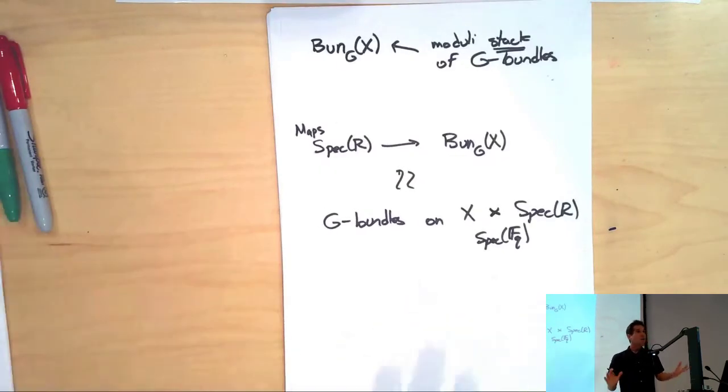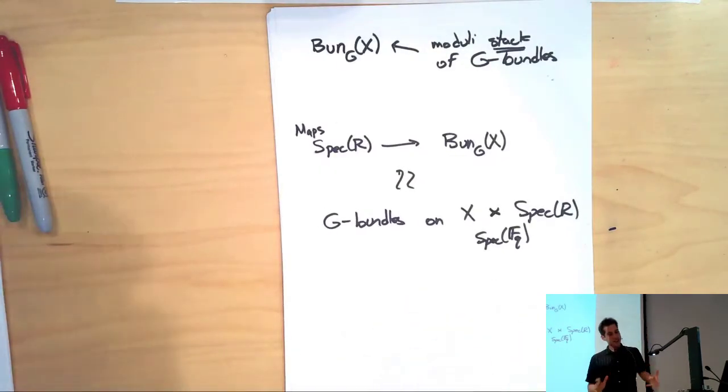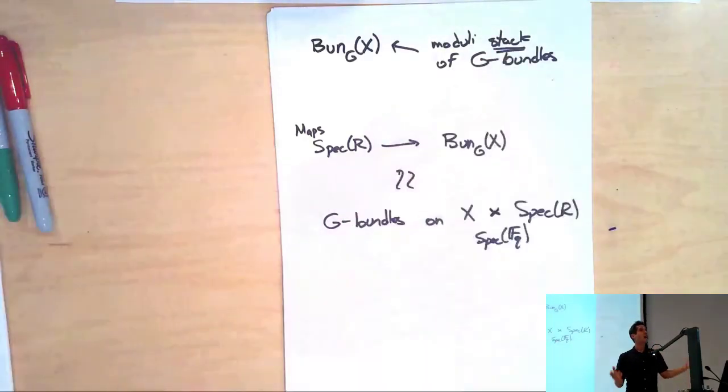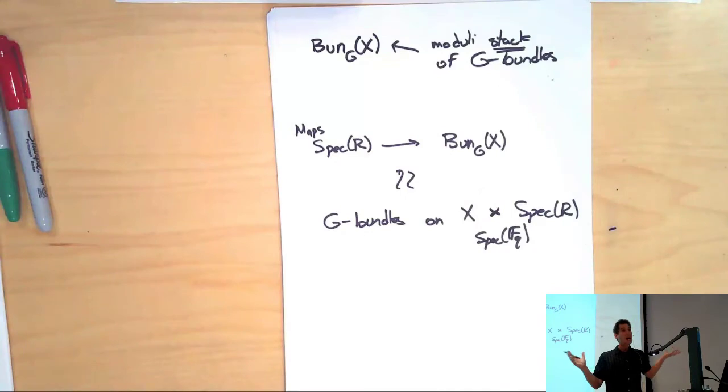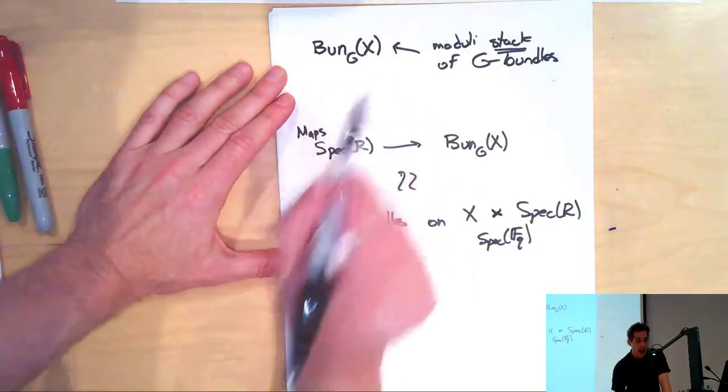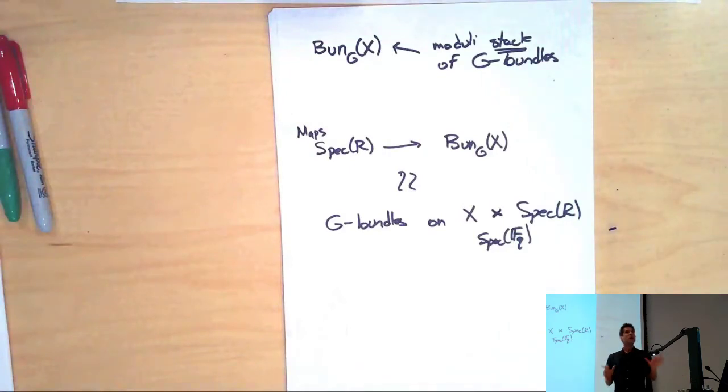But if you're not familiar with the language of algebraic stacks, imagine that every time I write stack, I was writing the word variety, and you won't miss too much. This object is not just a stack, it's what's called an algebraic stack, which means that it's not too far from being an algebraic variety.